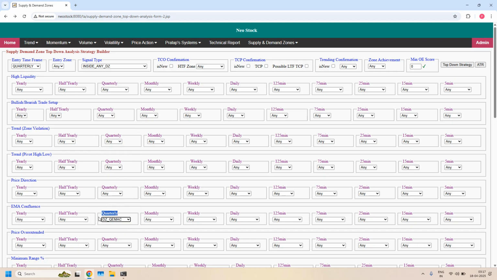When you set the EMA confluence filter, the trend on the time frame should not be sideways. So that's why in the trend at quarterly time frame, I'm not including sideways. Instead, I'm selecting only up or down, because as you already learned, EMA confluence should be used only in the trending market but not sideways.